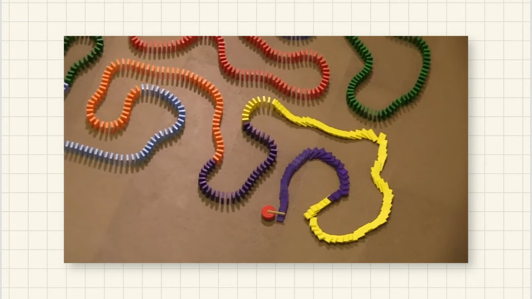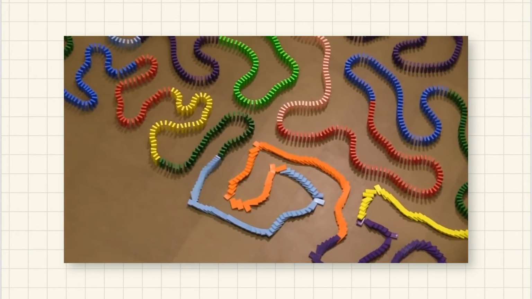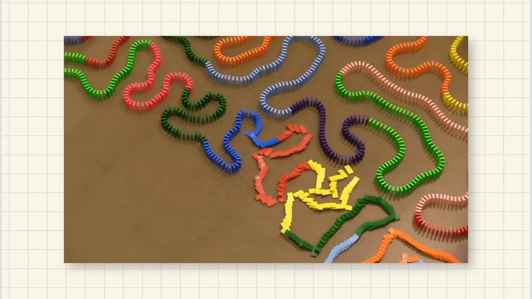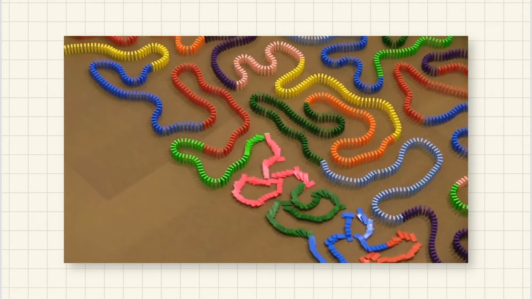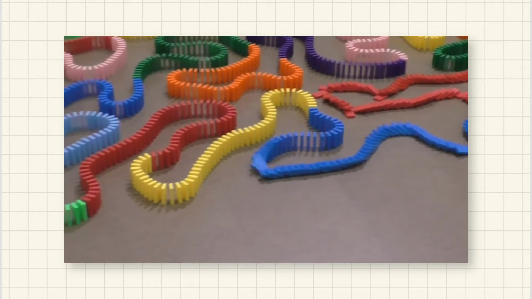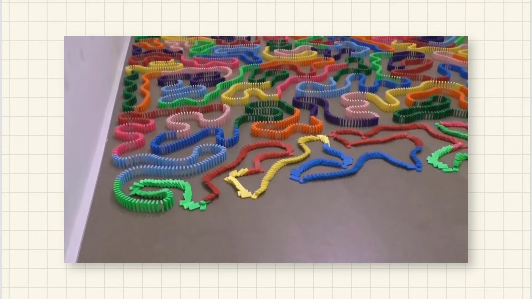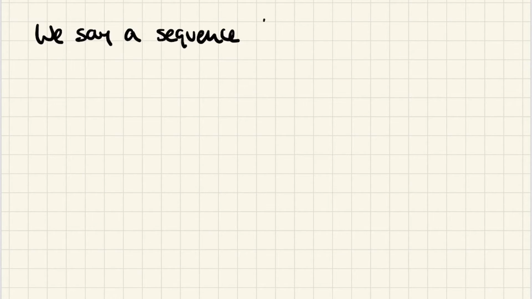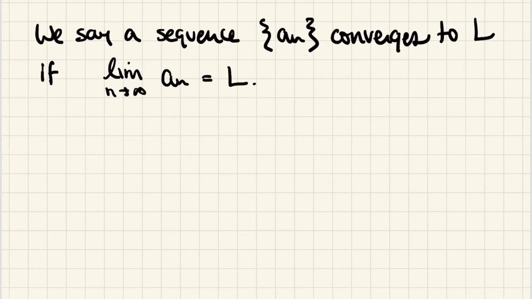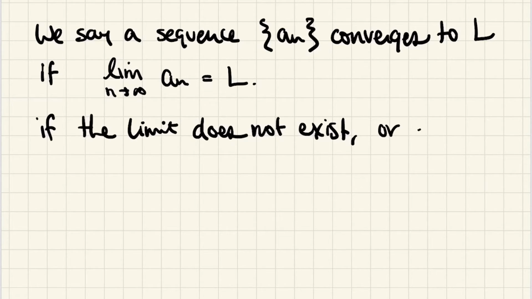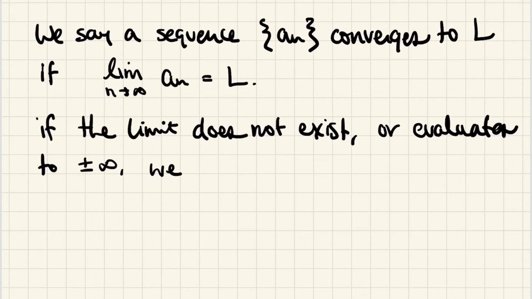Okay, now what we're really after in this section is discussing the long-term behavior of sequences, in particular, whether they converge or diverge, and if they do converge, what that limit is. So what do convergence and divergence even mean here? Well, let's define them. So we say a sequence converges to a limit L if the limit evaluated on the general term exists and equals L. So simple as that. If the limit does not exist or evaluates to plus or minus infinity, then we say the sequence diverges.